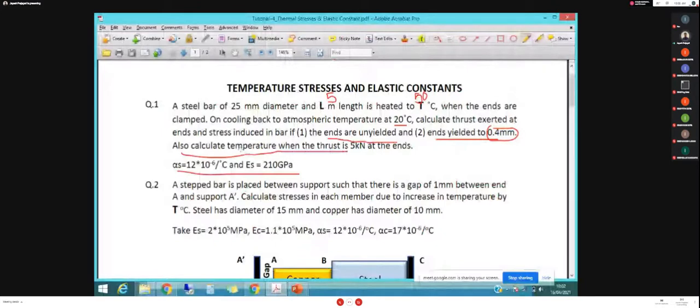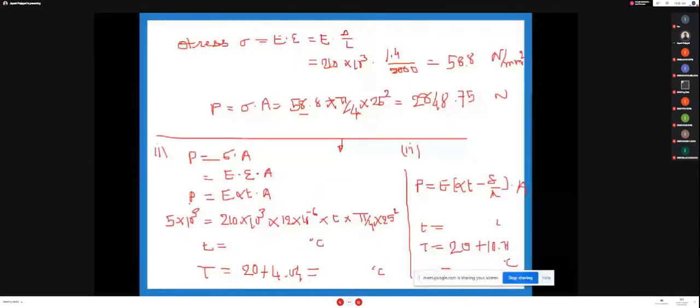So using this equation, P is 5 kilonewton and temperature is 100. Okay, so all of you just put this data. P is 5 kilonewton, 5 into 10 power 3. E is the same here. Alpha is same here. T is as it is, and area is pi by 4 d square.